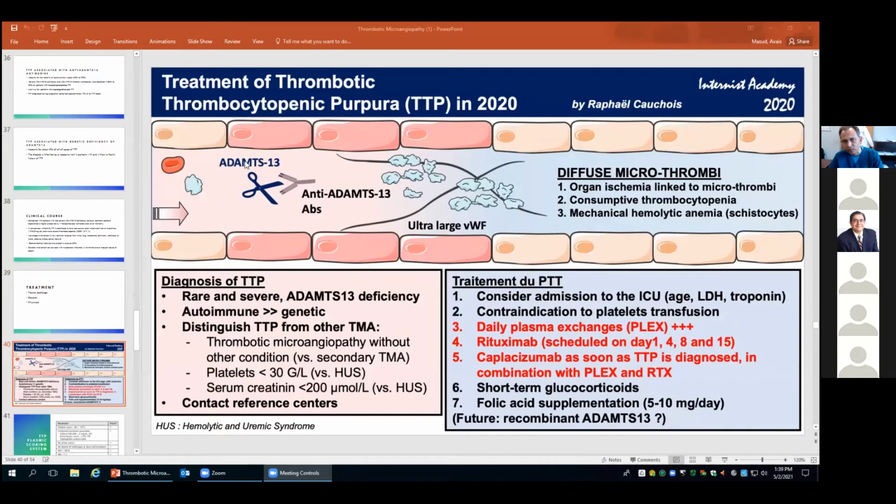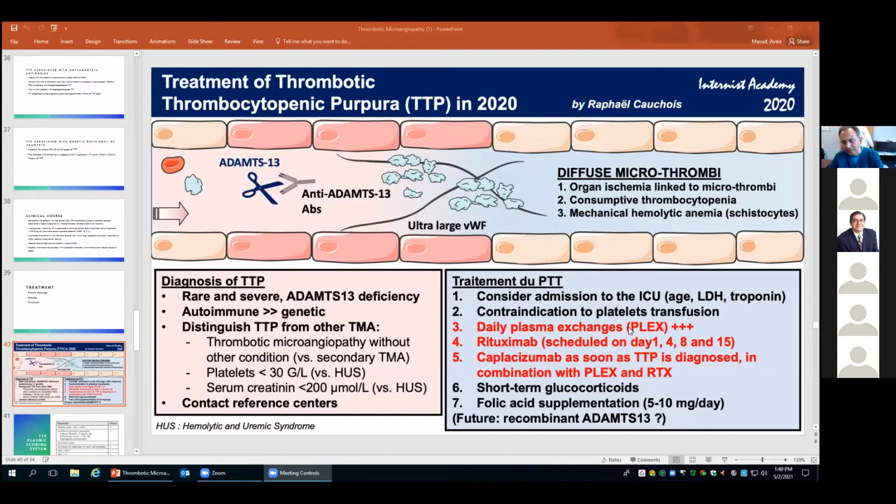So here, we just spoke about the deficiency of ADAMTS13, which can lead to occlusion and ischemia of the many organs. You diagnose it by enzyme activity less than 10%, and then it can lead to TMA, TTP. So in that case, plasma exchange is the treatment for that. The sooner you start, the better.